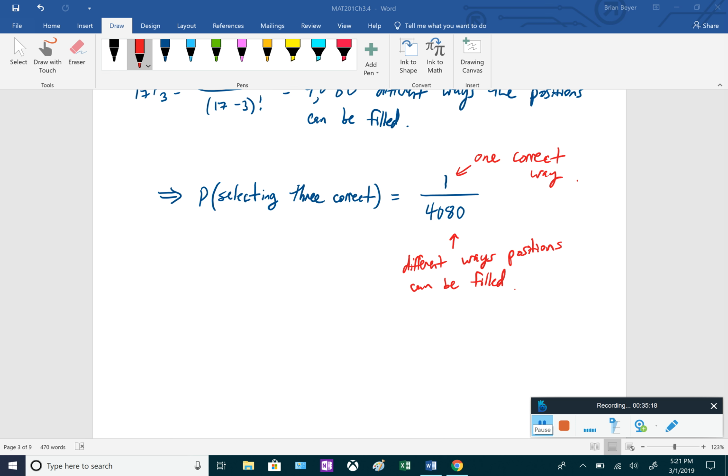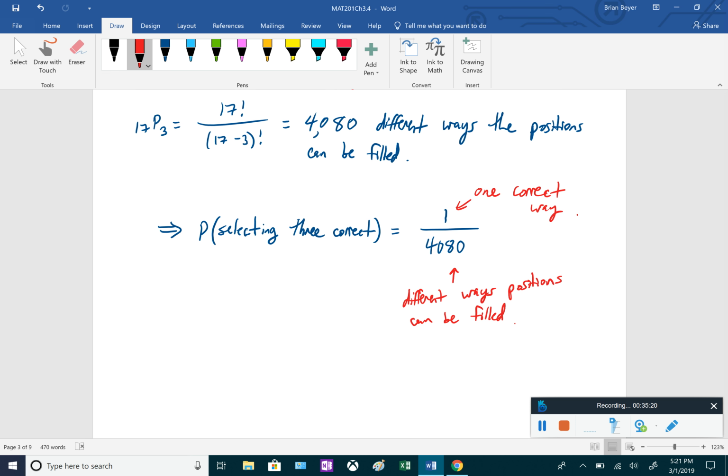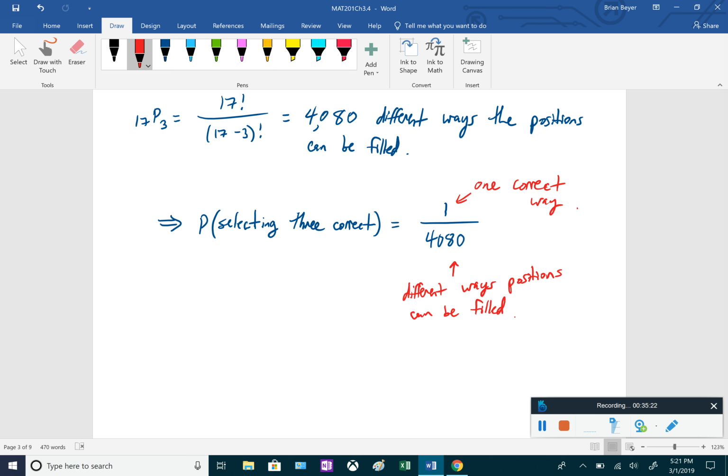Okay, so this is actually the multiplication rule, or the other way to think of it. The multiplication rule would be, in order to find the probability of choosing all three correct, the probability of choosing the first one correct is 1 out of 17. The probability of choosing the second correct is 1 out of 16. The probability of choosing the third correct is 1 out of 15. If you multiplied those three fractions together, you'd end up getting the same thing.